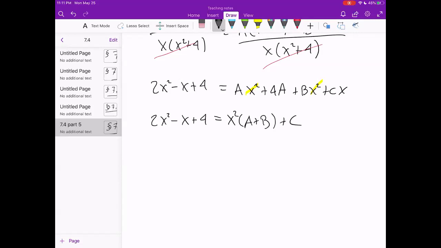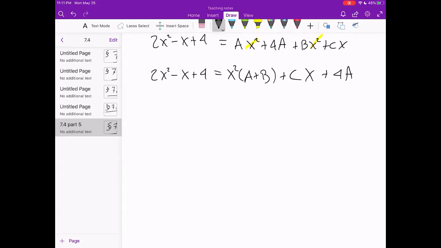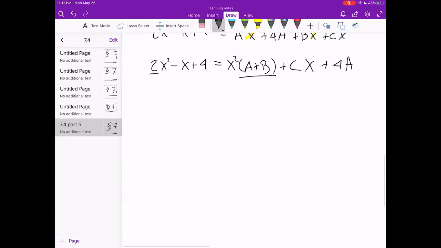I don't have anything to factor with the cx, and the constant term is just 4a. So it's going to be written like that. And now what I'm going to do is compare coefficients, because I want these two polynomials to be equal. The coefficient in front of x squared on the left-hand side has to be equal to the coefficient in front of x squared on the right-hand side. So that gives me the equation 2 is equal to a plus b.